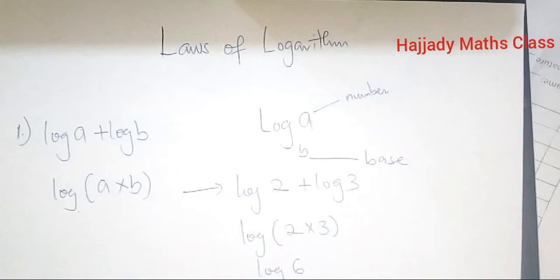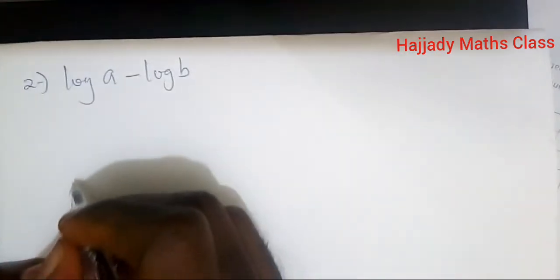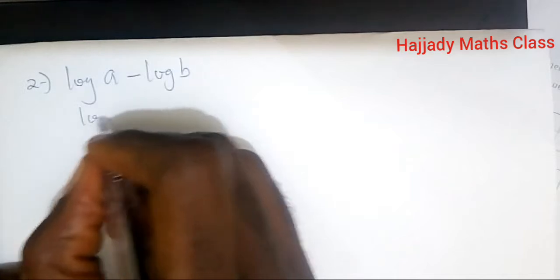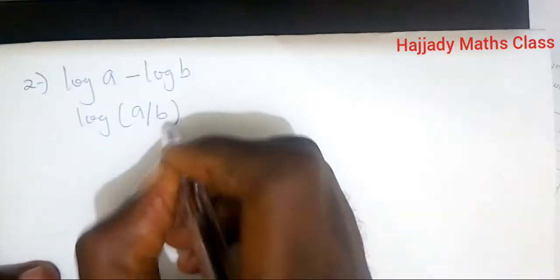Now, secondly, on this, we have log a minus log b, which gives log a divided by b. That is, the minus sign turns to what? Division. Thirdly, when we have log of number, say we have a raised to power c base b.